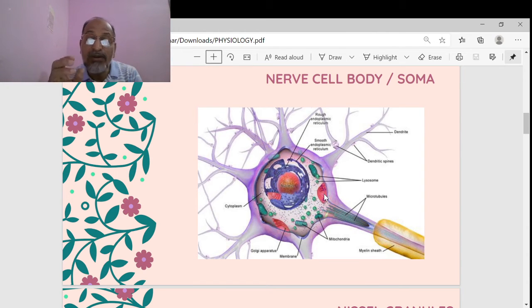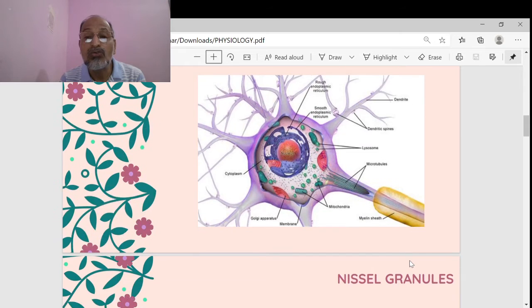Then you have one important structure, the axon, which comes from the axon hillock. This shows the myelin sheath. For a few millimeters from the base of the axon there is a lack of the myelin sheath, but from then onwards each axon is covered with the myelin sheath, which is an RNA protein complex, and this is how the cell body looks.